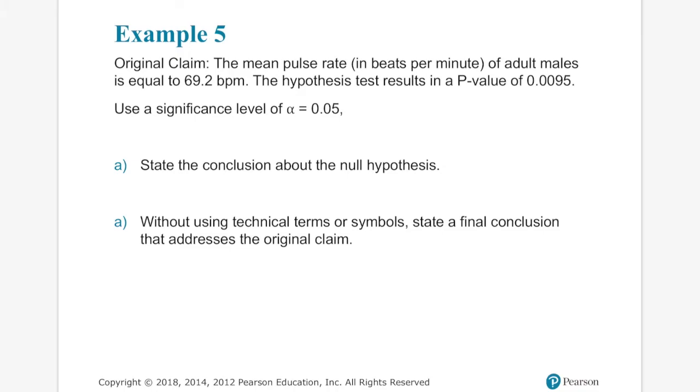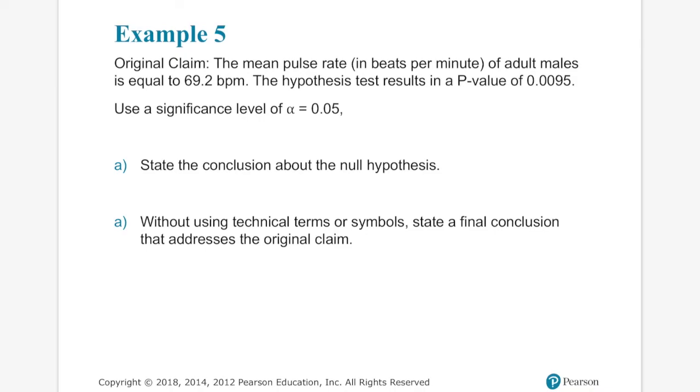Example 5. The mean pulse rate of adult males is equal to 69.2. The hypothesis test results in a p-value of 0.0095. Use a significance level of alpha equals 0.05. A. State the conclusion about the null hypothesis.